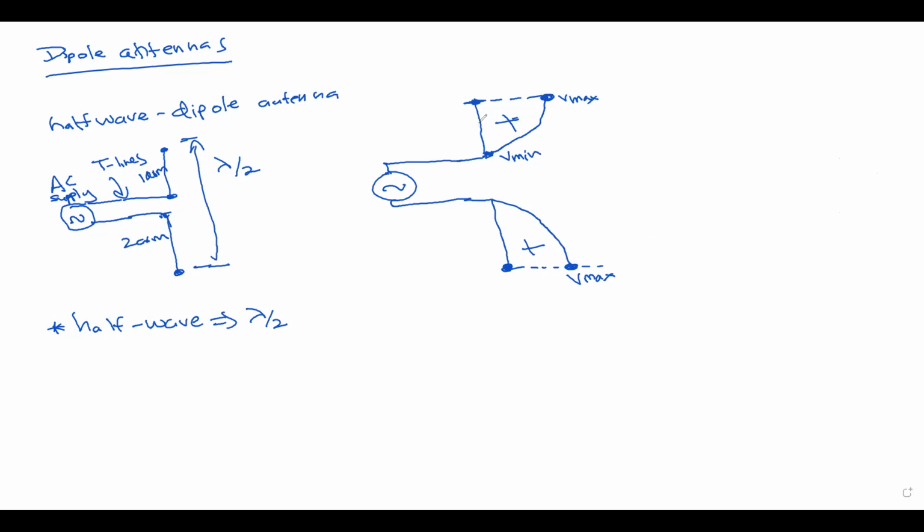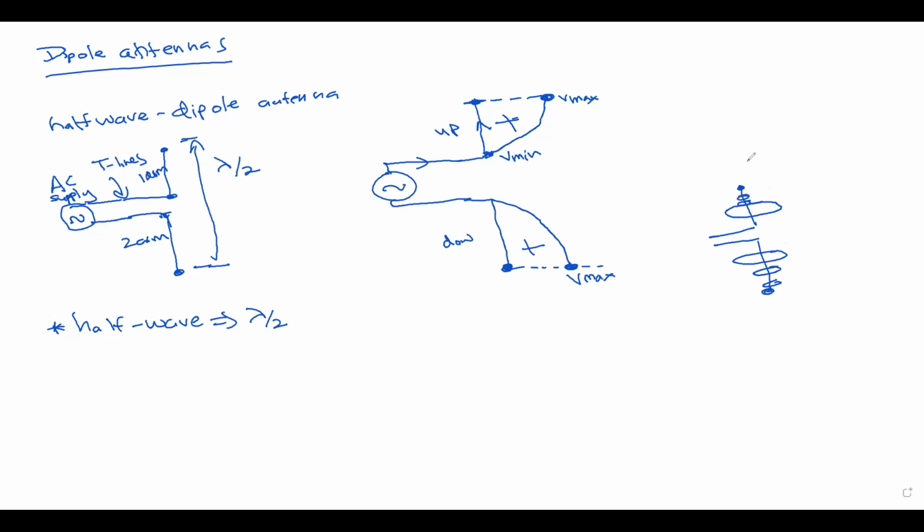Also, the current that we are producing will be alternating current, so the current will be going up and down. The magnetic field generated through these antenna arms will be generated around the arms of this antenna.